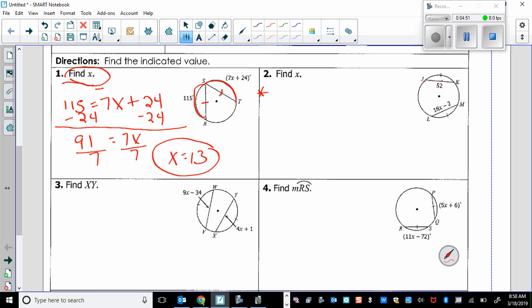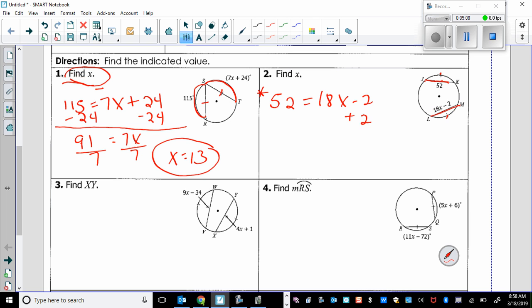Number 2, the arcs are given to be congruent. This is congruent to this. That implies that the chords are going to be congruent. So that means JK is congruent to LM. Okay, so all you have to do is 552 equals 18x minus 2.